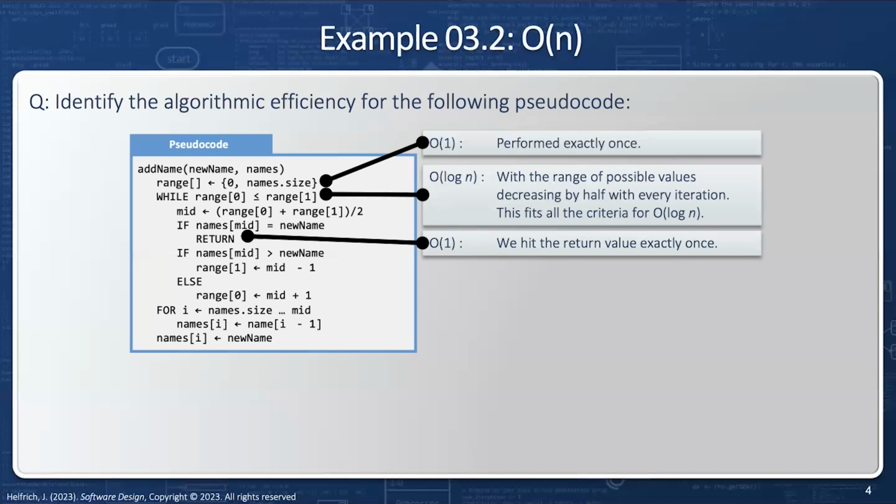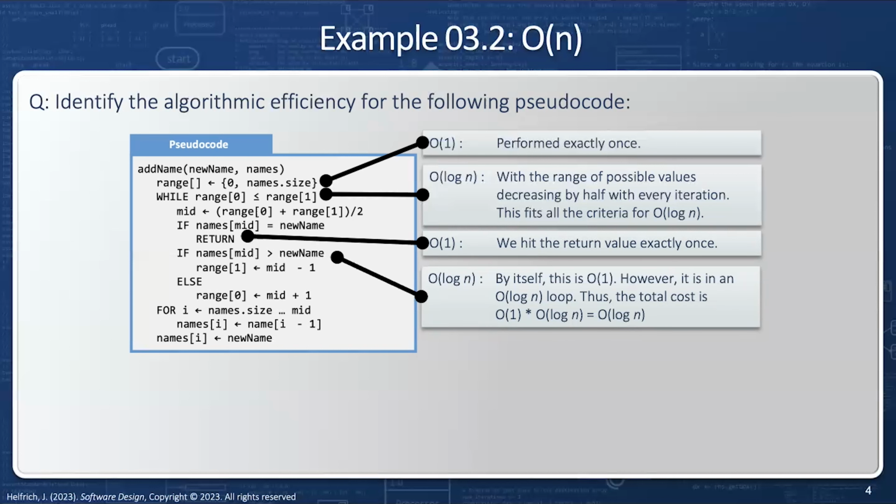Now, just take a look at this return statement. Regardless of the size of the input, we can only hit this return statement exactly once. Therefore, this is O(1). Now, the other if statements are going to be O(1) by themselves because it takes exactly the same amount of time to execute a single if statement if there are 1,000 elements as it does if there is 1 element. However, this is in a log n loop, and because it's in a log n loop, this is O(1) times O(log n), which is O(log n).